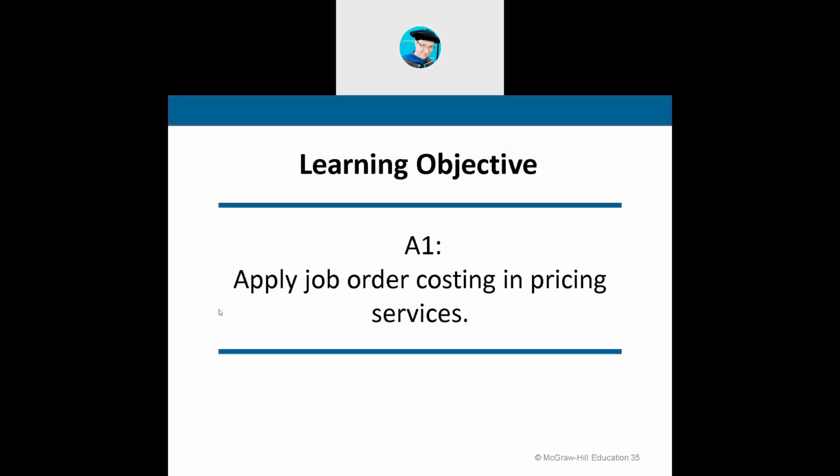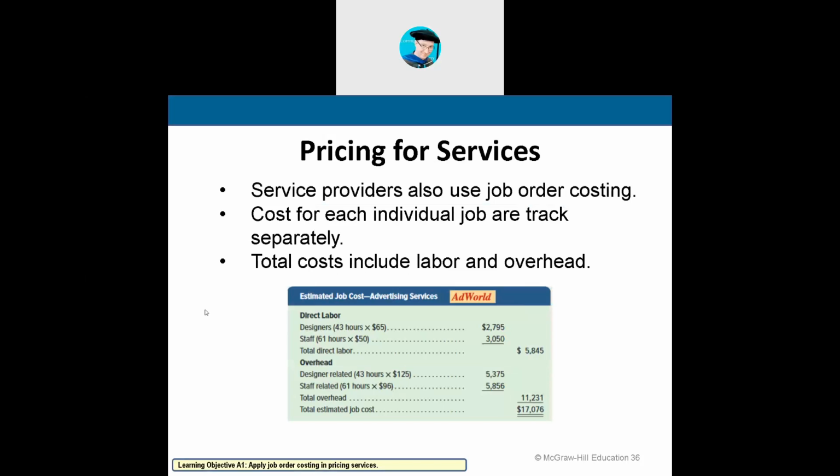We can also apply job order costing to service businesses, but we'd also apply them to things like retailers as well. There's a couple of different ways to go about it, but this is an example of an advertising business showing us how we would apply job order costing to an advertising business. Of course, the primary difference here is going to be materials. There's no materials really in a service kind of business, but we do have direct labor and factory overhead.